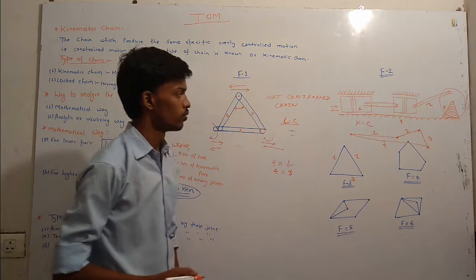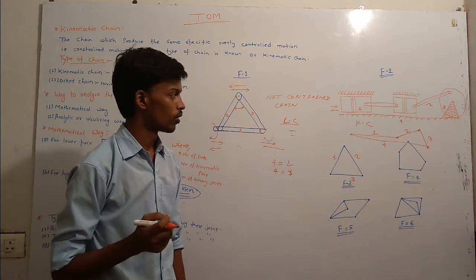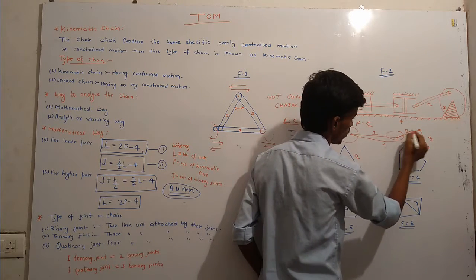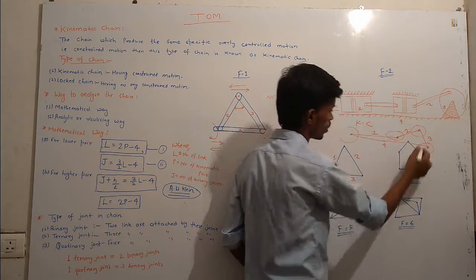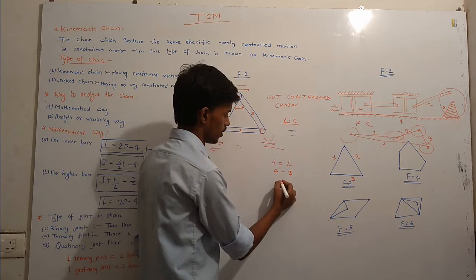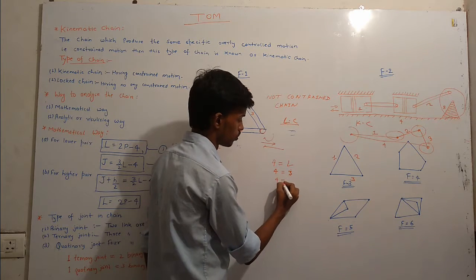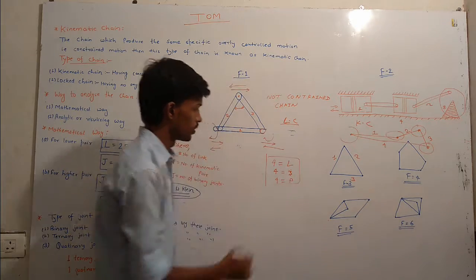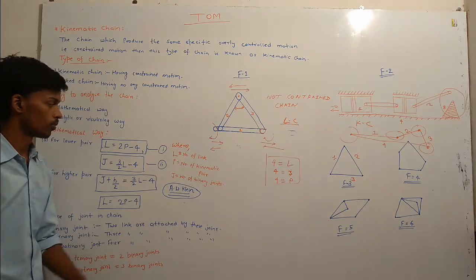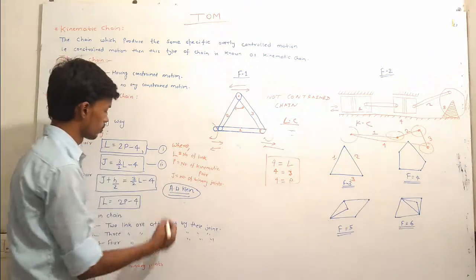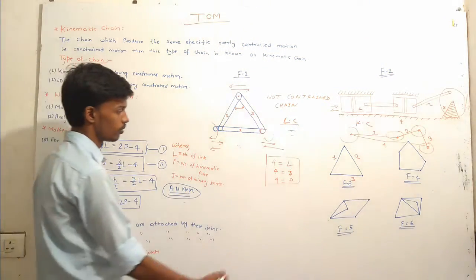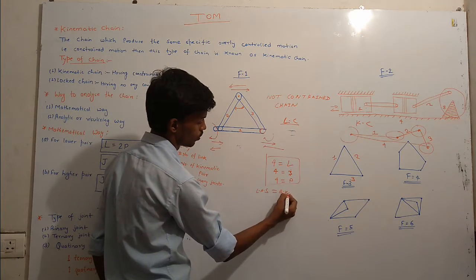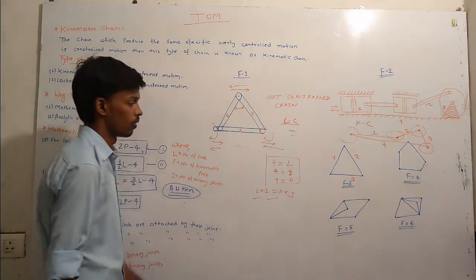Now try identifying the number of pairs. This is 1 pair. This is another pair. This is another pair. So the total number of kinematic pairs is also 4. Kinematic pair, that is P. Okay. Now put this value in equation number 1 and equation number 2, and you get LHS equal to RHS for both equations.